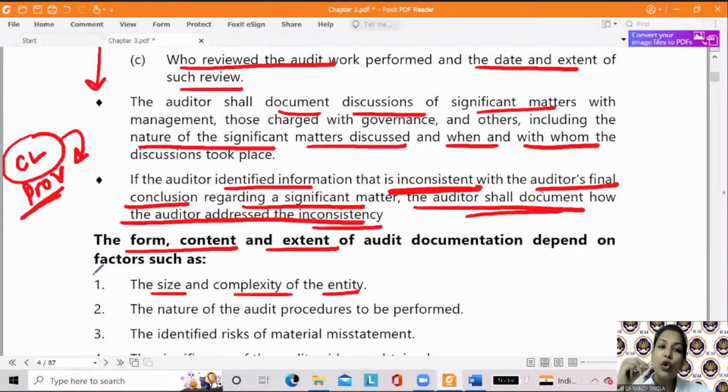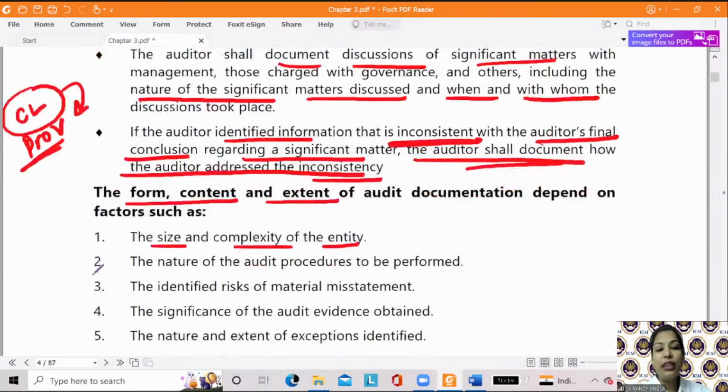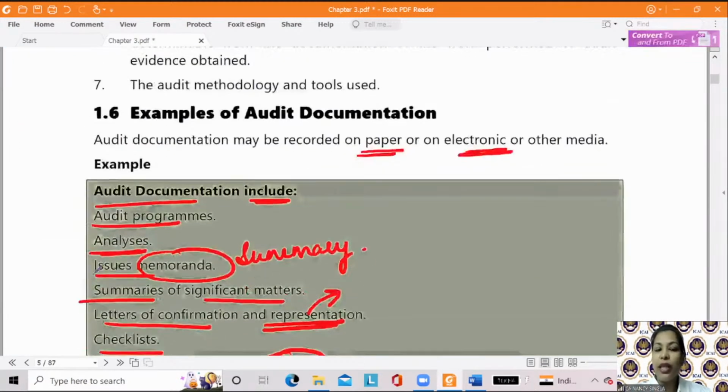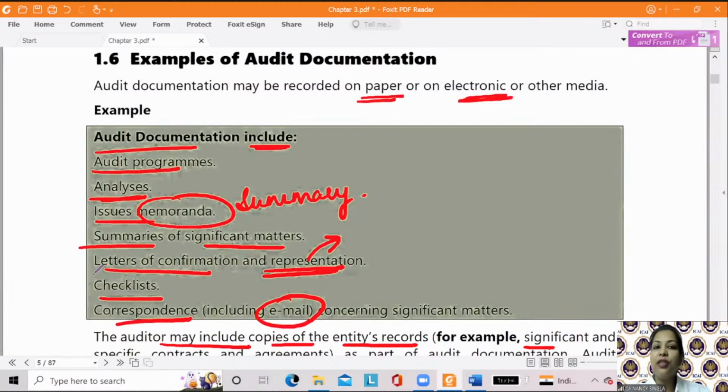Okay. The significant matters. The auditor needs to document the discussion relating to significant matters, with whom such matters were discussed and when. Okay? And in case of any inconsistency, how they were addressed. Further, there are various factors which affect the form, content and extent, which is very simple. Various examples of audit documentation is what? It can be in paper, electronic or any other media.